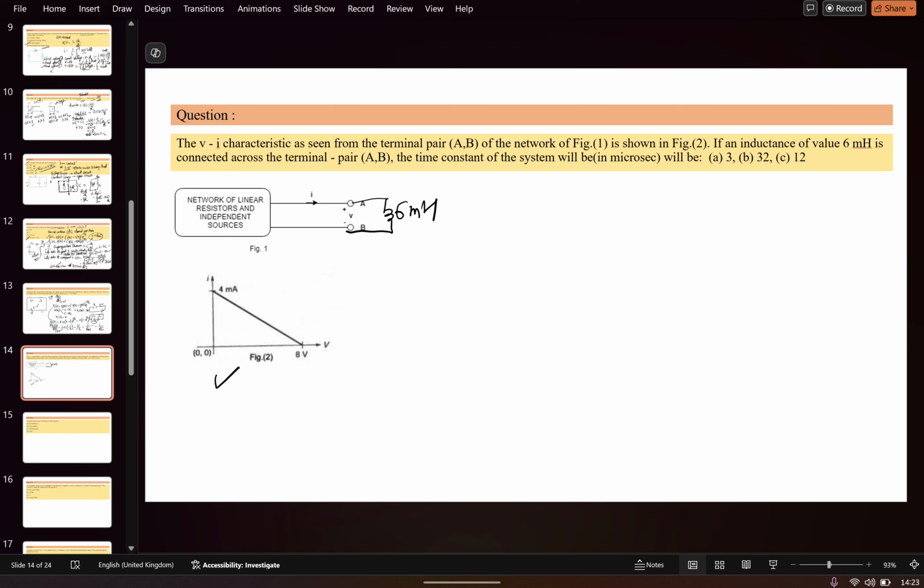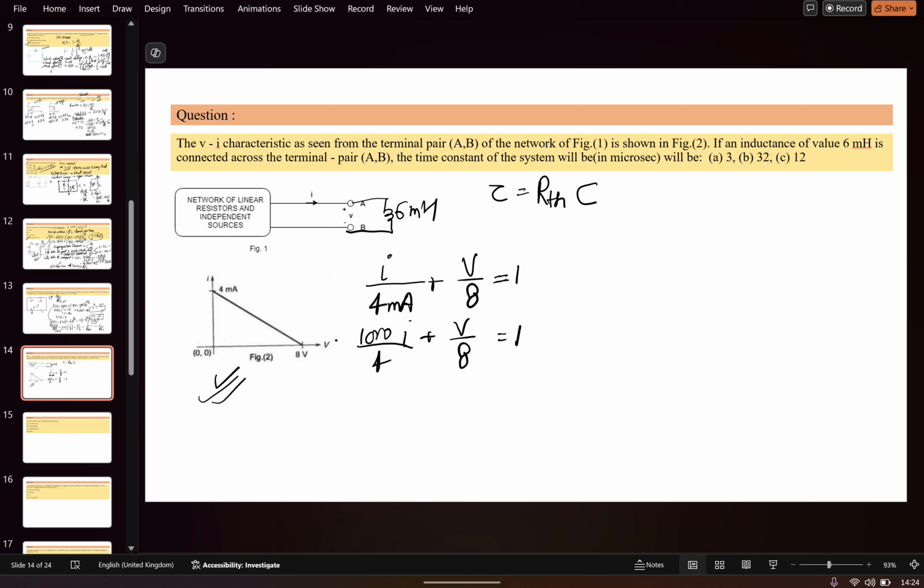So what I have told about the time constant: you see this is the equation of the current and the voltage. If you write the equation, it becomes I divided by 4 milliampere plus voltage divided by 8 is equal to 1. Try to find the equation: it becomes 4000 I plus V by 8 is equal to 1. Multiplying by 2, it becomes 2000 I plus V is equal to 8.